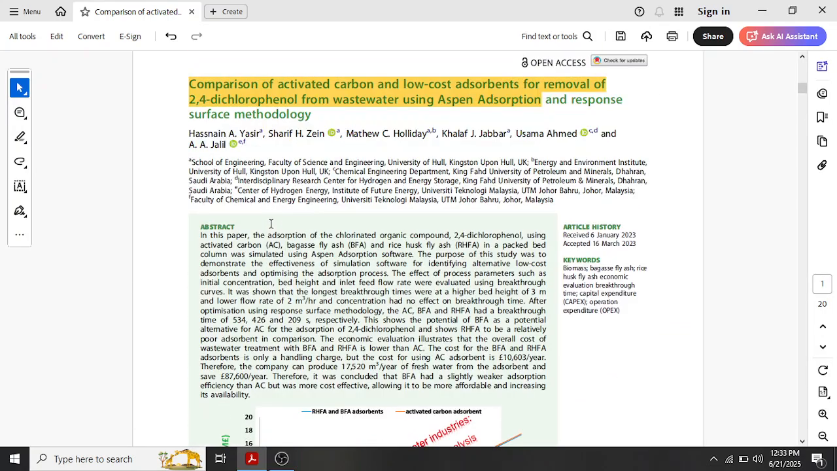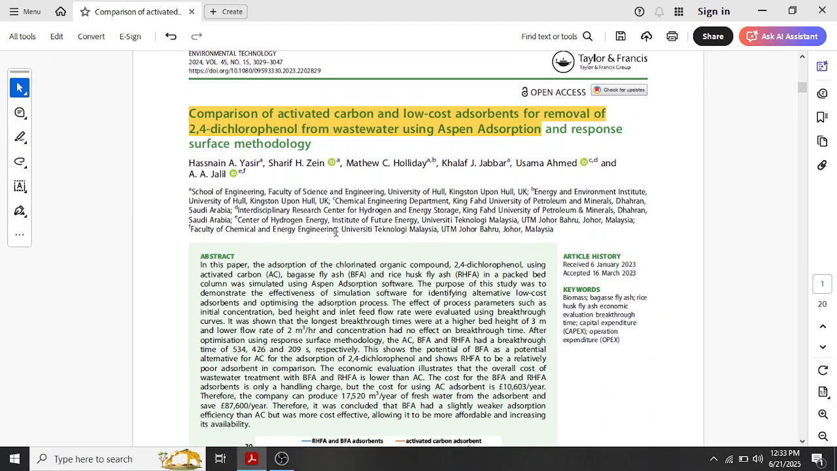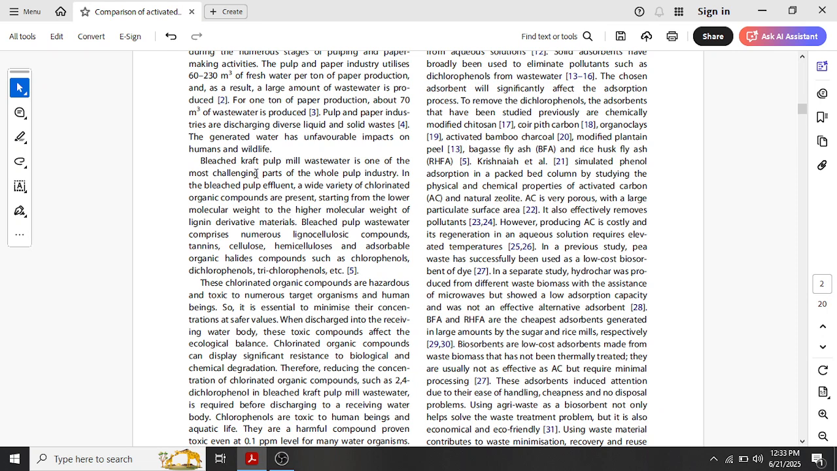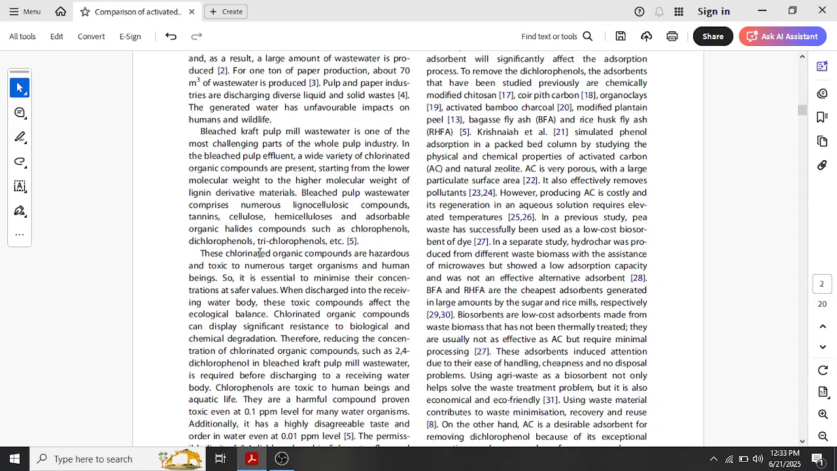So this is a paper related to the adsorption of 2,4-dichlorophenol, and this is the introduction. Here you can see that the paper and pulp industry effluent usually consists of various chlorinated organic compounds, and these compounds are hazardous and toxic. So their concentration in the effluent should be small, or we should decrease the concentration of such components in order to reduce various diseases in human beings, plants as well as animals.